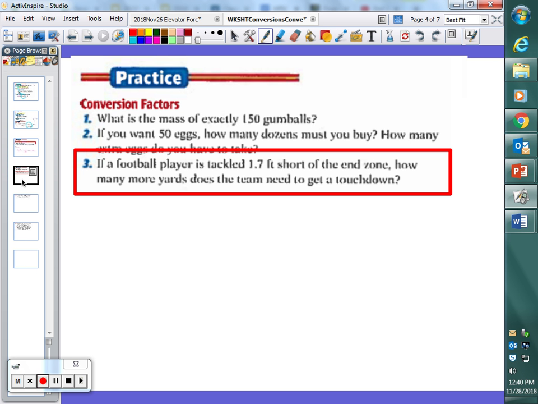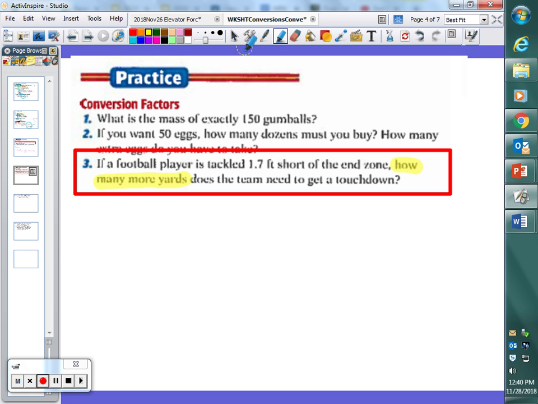All right, so it says, if a football player is tackled 1.7 feet short of the end zone, how many more yards does the team need to get a touchdown? All right, so first, we said that when we're solving this problem or any type of problem, what's the first thing that we should identify? What are we trying to answer? What are we trying to find? So, Will, what are we trying to find in this problem? How many more yards, right?